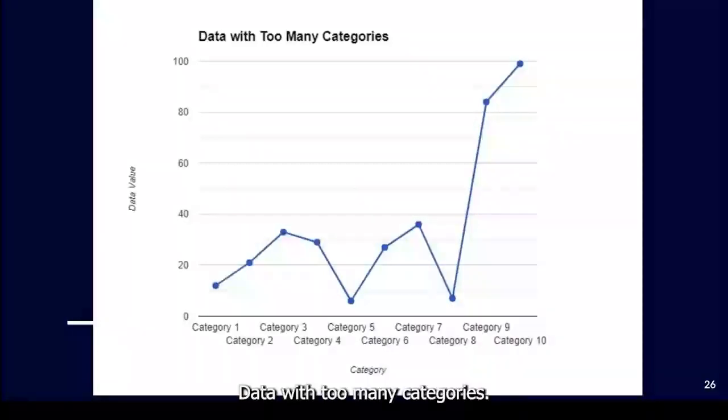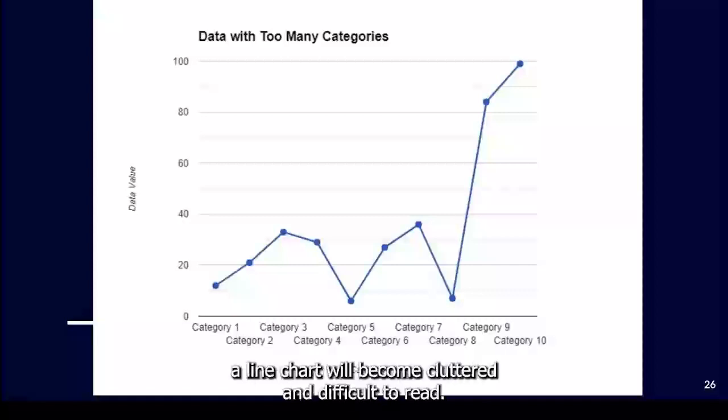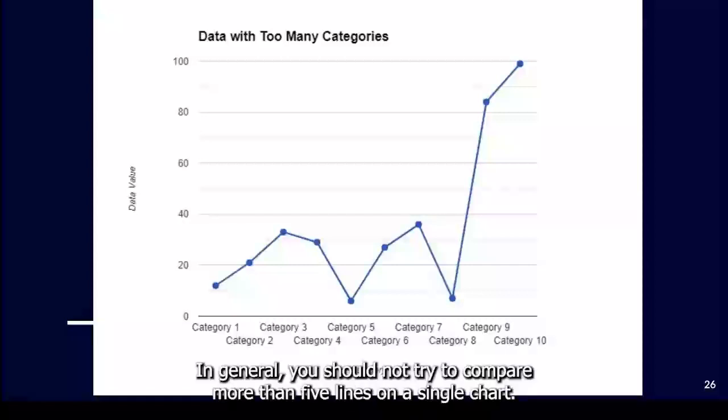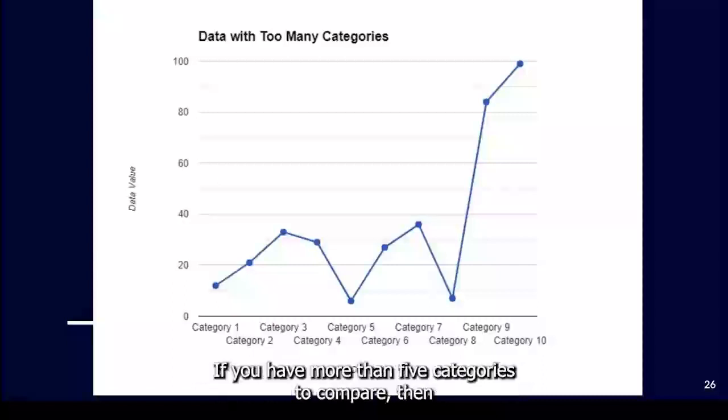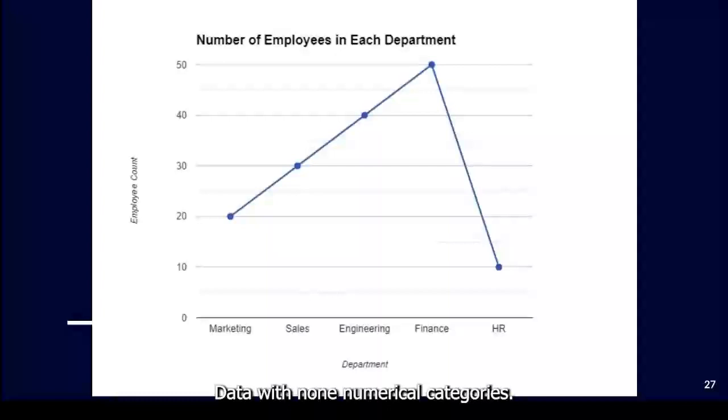Data with too many categories. If you have too many categories to compare, then a line chart will become cluttered and difficult to read. In general, you should not try to compare more than 5 lines on a single chart. If you have more than 5 categories to compare, then a bar chart or a box plot may be a better choice.